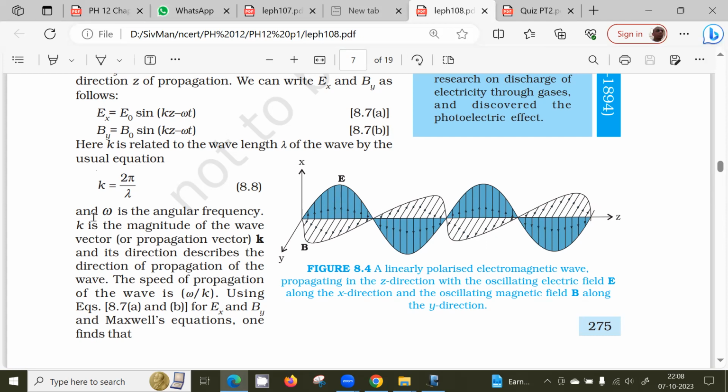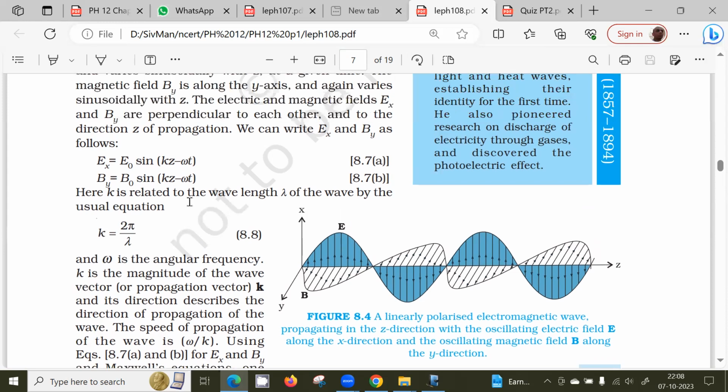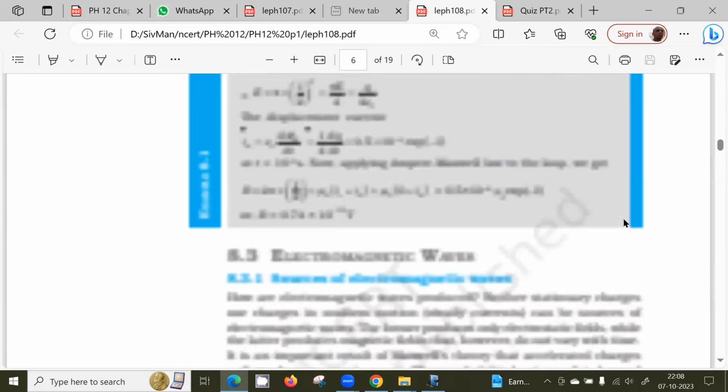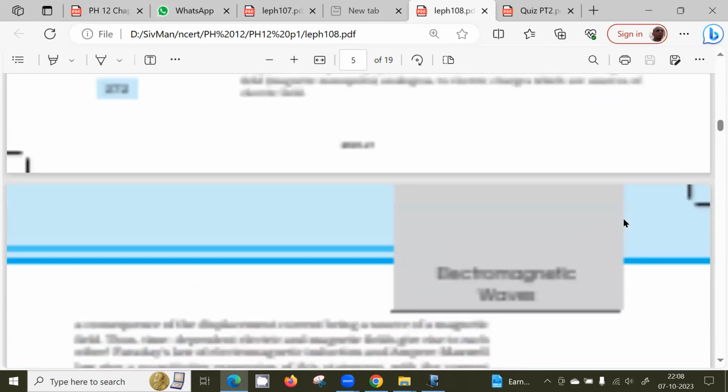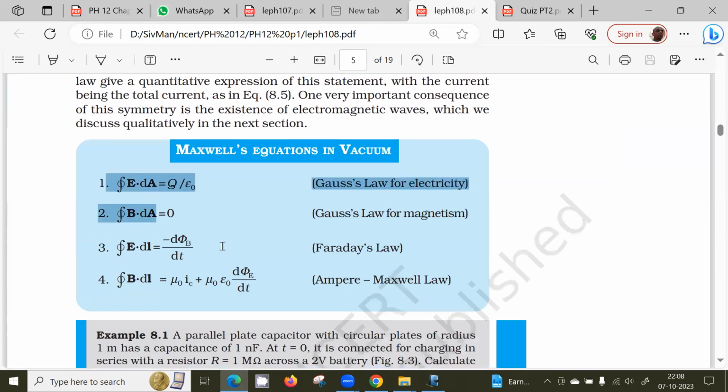There is a relation between them. And what is an electromagnetic wave? It is a solution of which equations? It is a solution of the Maxwell equations. We have Maxwell's equations, which basically give the electric field and magnetic field relation.